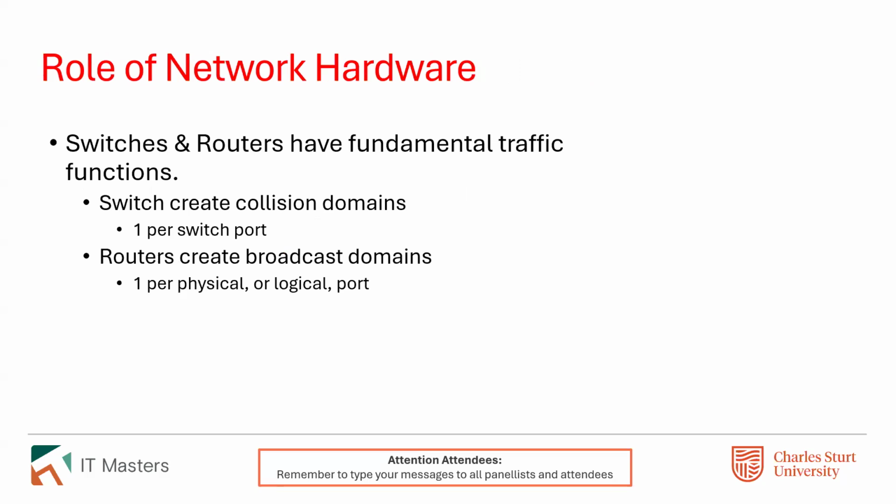Now, what does hardware do in all of this? So first and foremost, switches create collision domains. You've got one per device, one per switch port, whereas routers create broadcast domains. So a broadcast domain, again, separates devices essentially at layer 3, whereas a collision domain separates them essentially at layer 1.